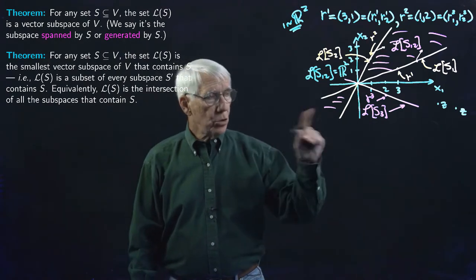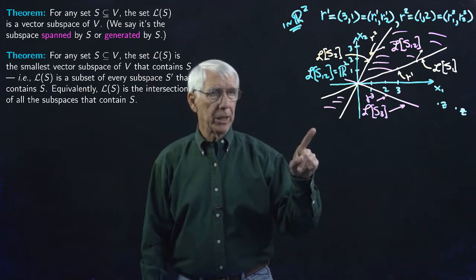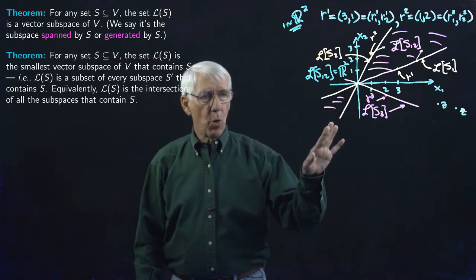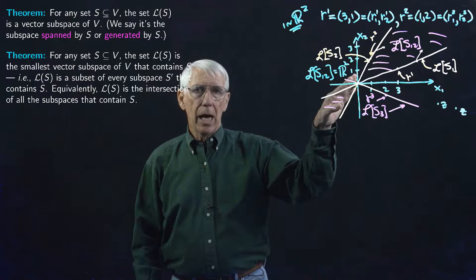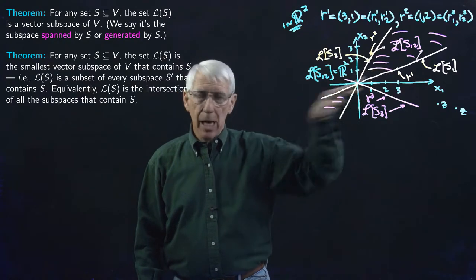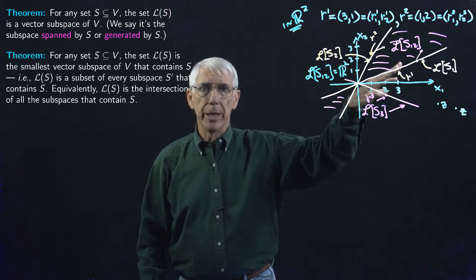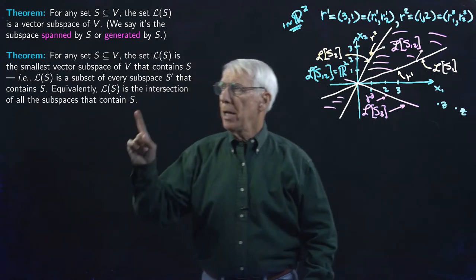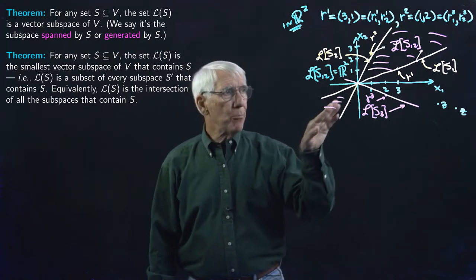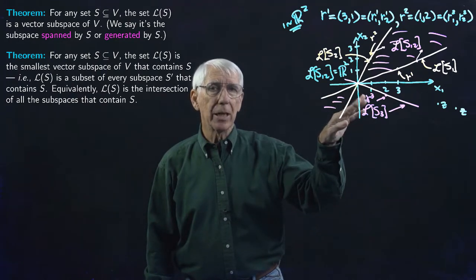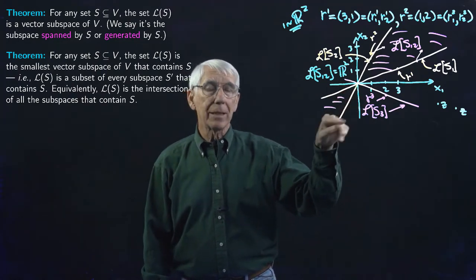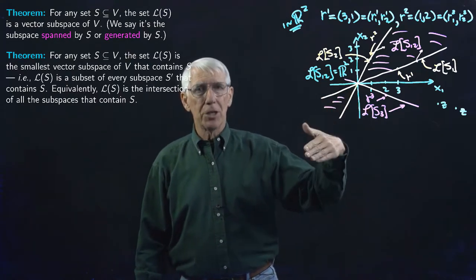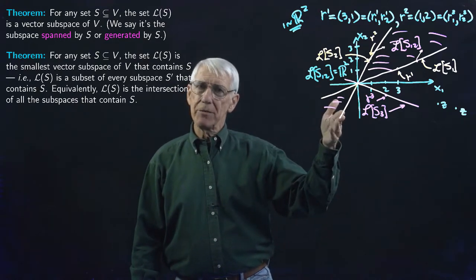And so let's use our diagram over here to get a better idea of what this theorem is saying. So let's take the set S1 consisting of just the R1 vector. So we get L of S1 is a subspace which is the line through R1. And so this theorem tells us that that is the smallest subspace containing R1, containing the set capital S1, the smallest. And you can see intuitively that it clearly is, because the only smaller subspace is the subspace consisting of just the zero vector.